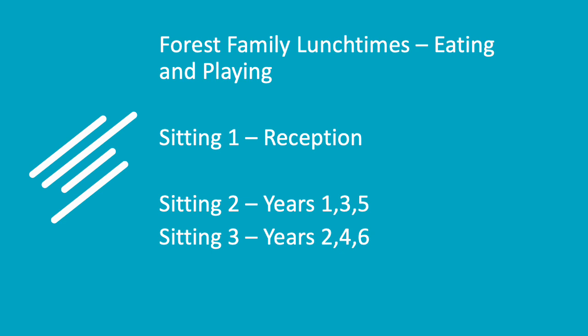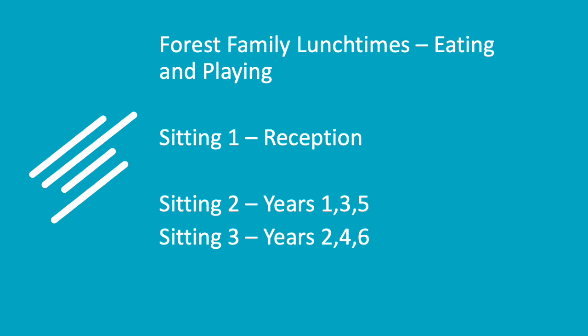But in sitting 2 and sitting 3, we have grouped together years 1, 3 and 5 and 2, 4 and 6, so that each class from the forest go to the same hall and the same table every day. So for example, if we look at sitting 2 in years 1, 3 and 5, Beech class, Hornbeam class and Maple class all go into the early years hall as they are all part of Sherwood Forest. They go there to eat each day.